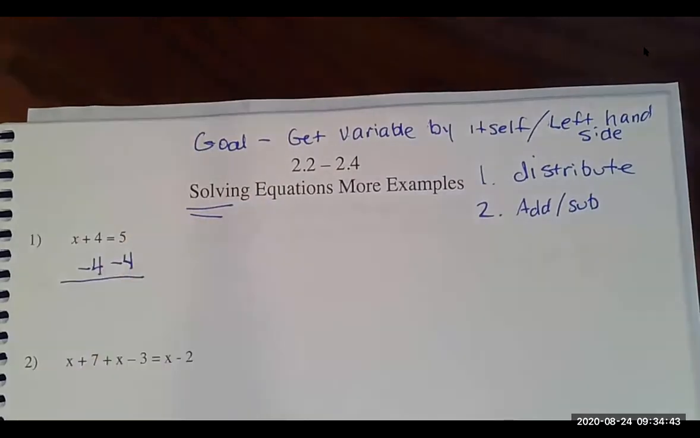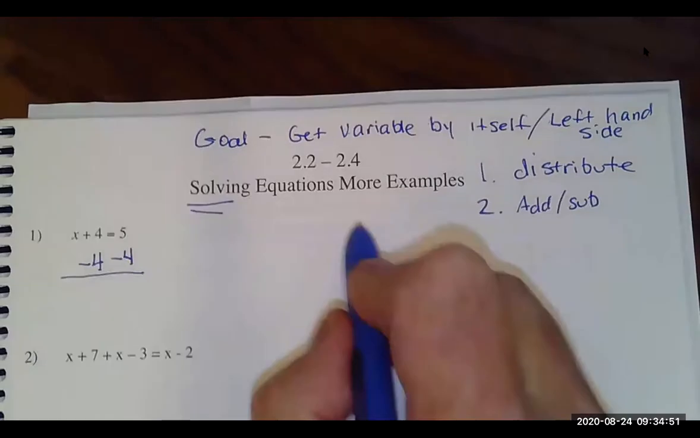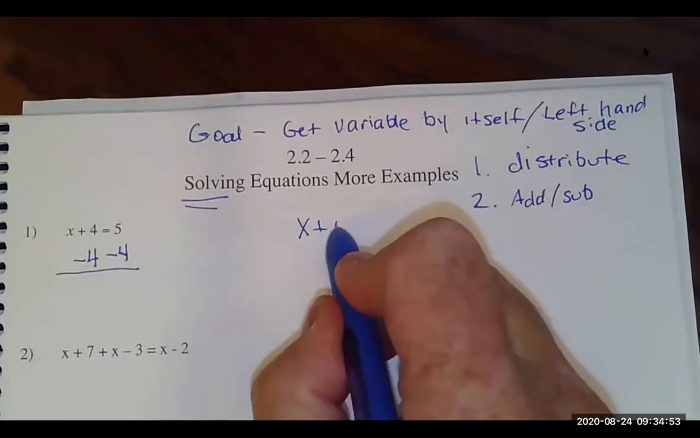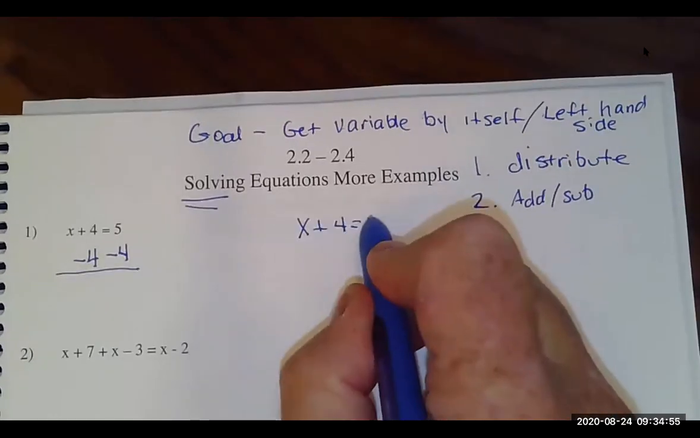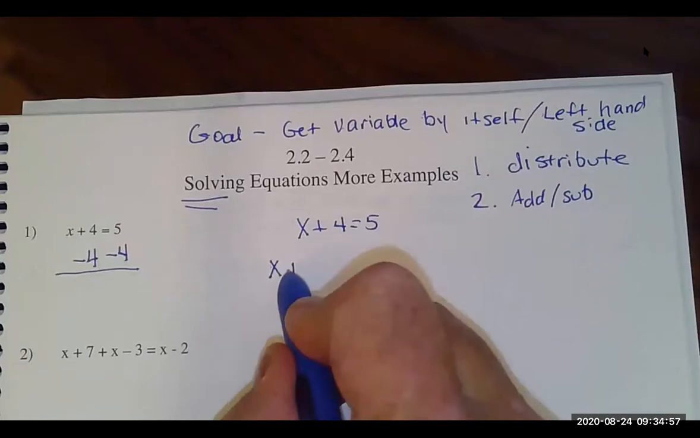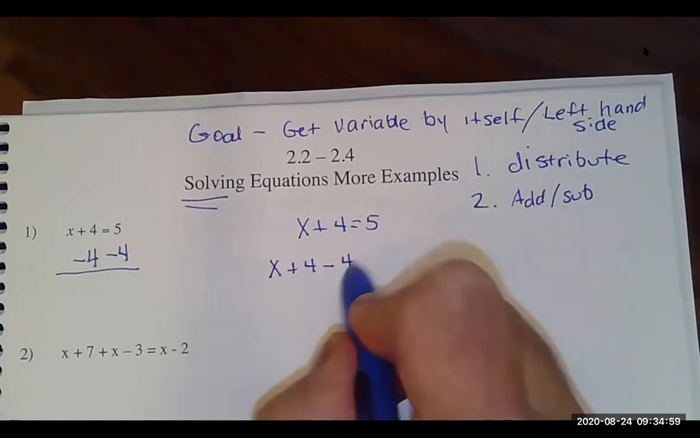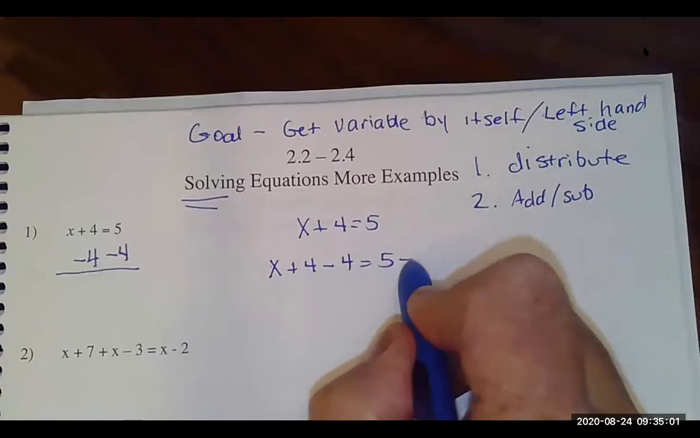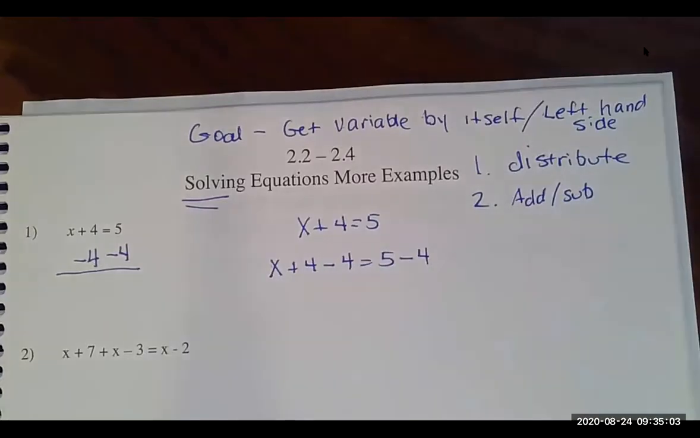Okay, this is like a stacked method. An author might give it a different title, but I might call it a stack method. The other way you can show your work would be, here's the original, x plus 4, subtract 4 equals 5, subtract 4. What you do to one side, do to the other. I don't care which way you do it, but I want you to show me some work.